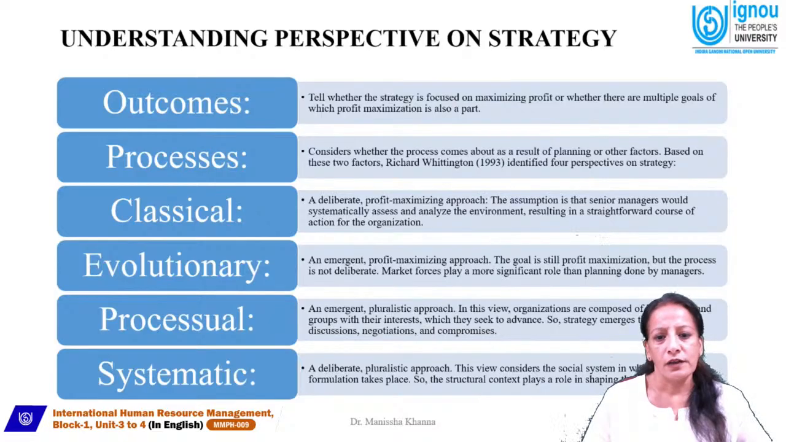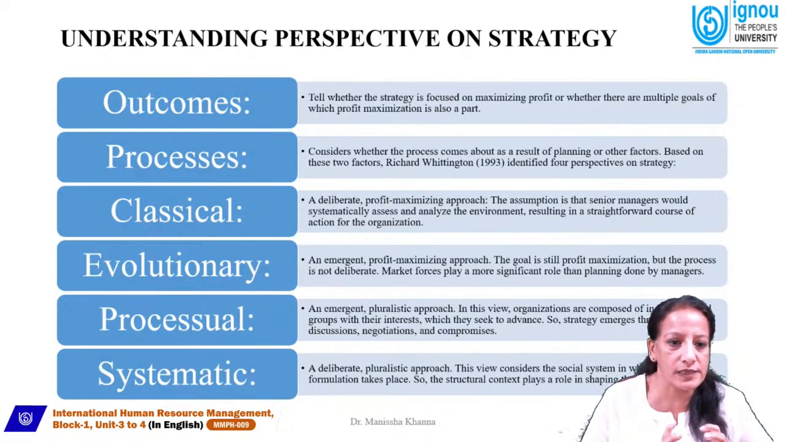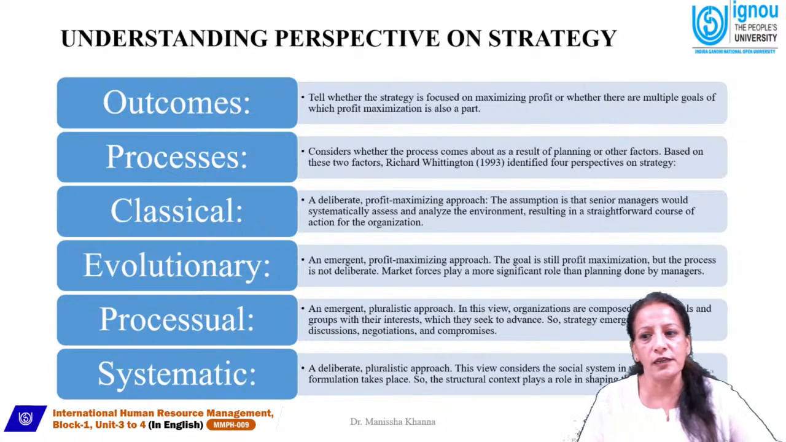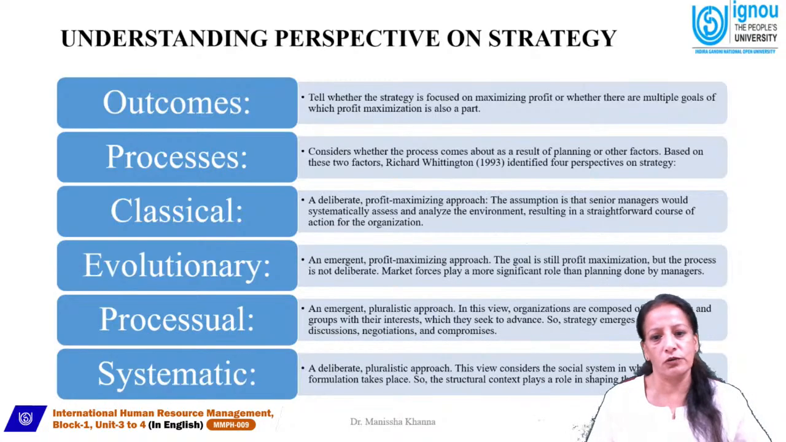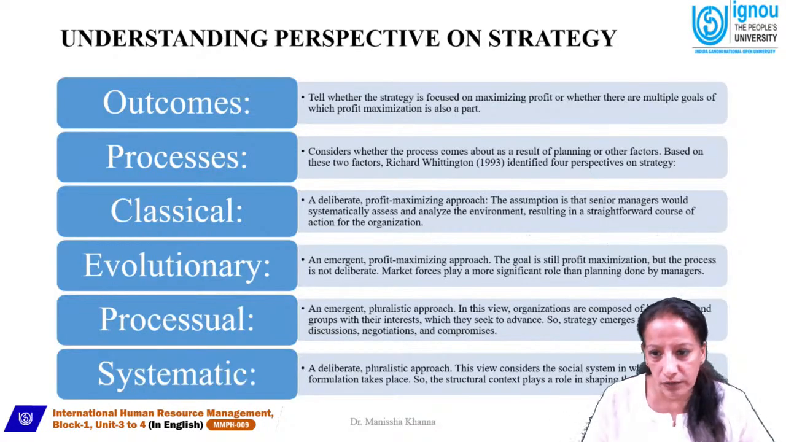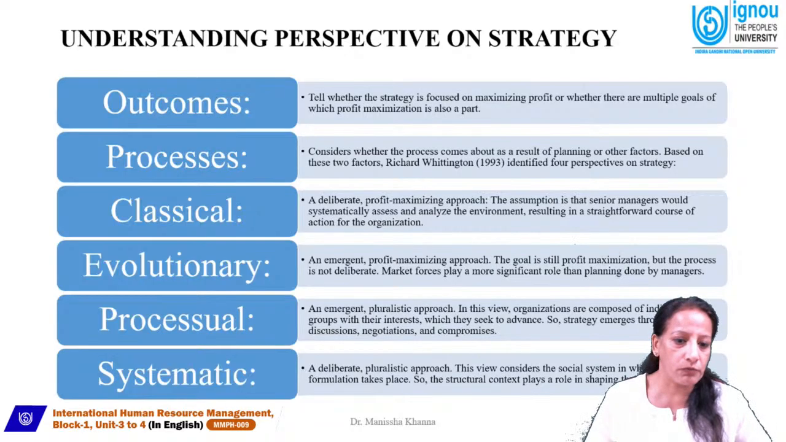That was classical, again a deliberate profit maximizing approach. Evolutionary is an emergent profit maximizing approach where the goal is still profit maximization, but the process is not deliberate. Whereas in classical, the assumption is that senior managers would systematically analyze the environment, which results in a straightforward course of action, the best course of action. Let's follow that. Whereas in evolutionary, the process is not deliberate. Market forces play a very important role.